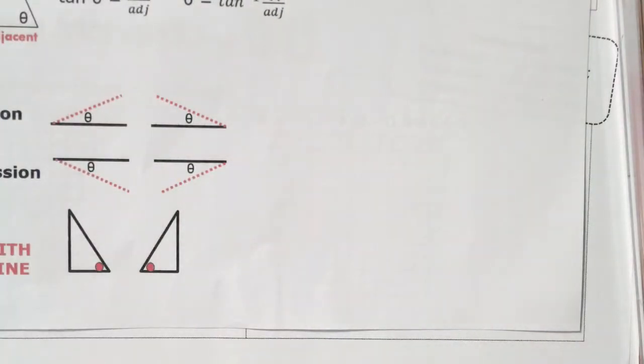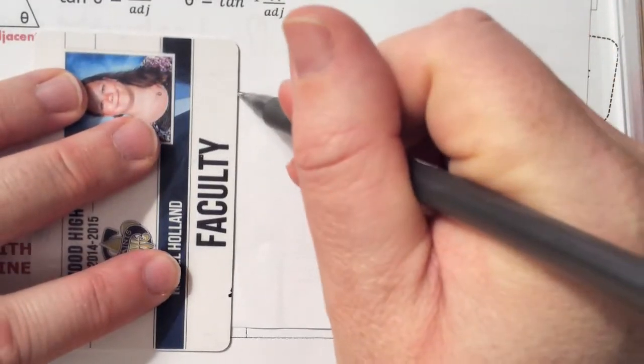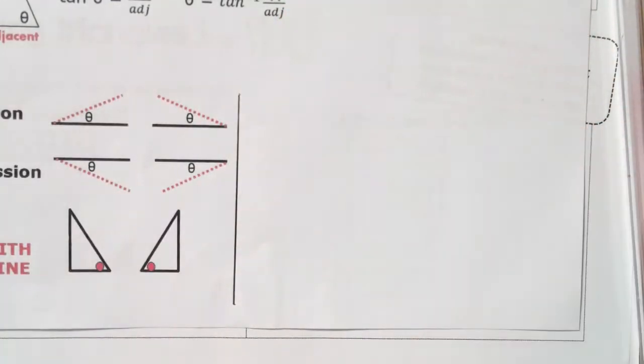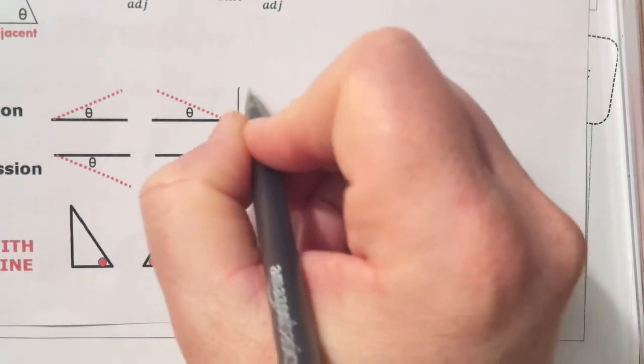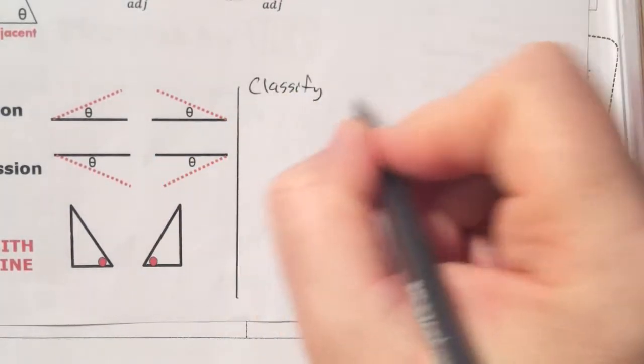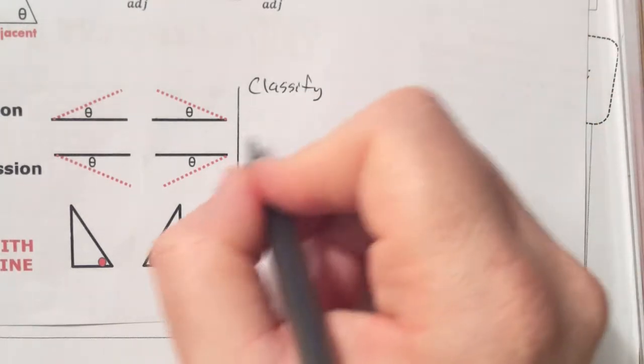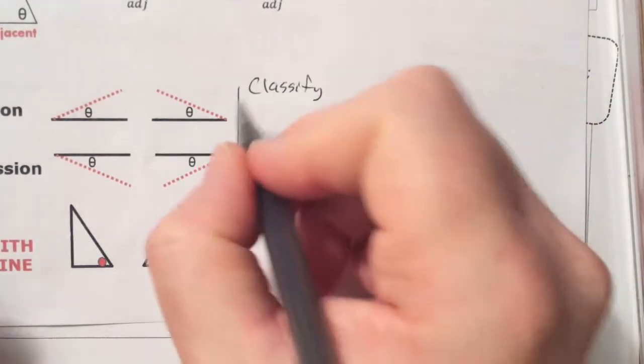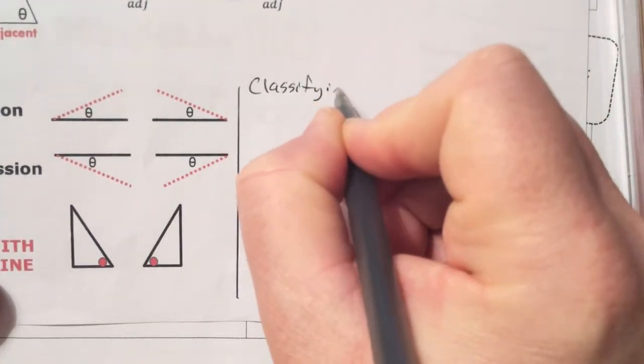So I'm going to grab a pen, something separate here. Okay, so we know to classify by sides. So we're going to be classifying, so if we could just go by sides.